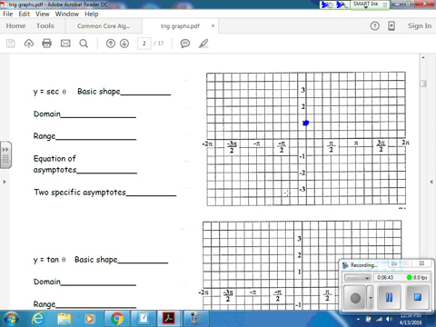At pi over 2, we have one of these right here. Yes, we have an asymptote. It can't get there. Can't do it. Can't touch this. I know you want to dance, don't you?